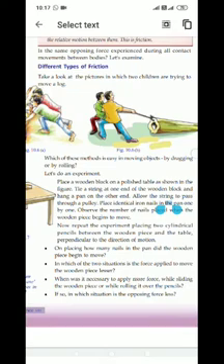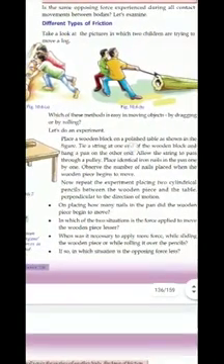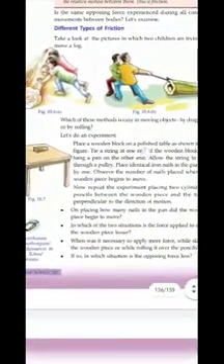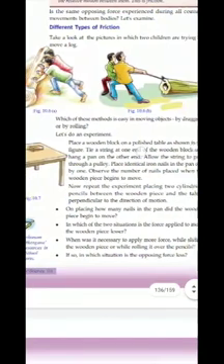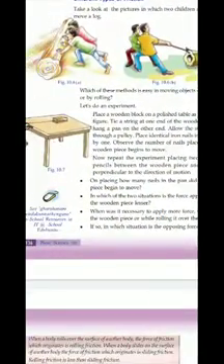So here, there are three types of friction, children: static, sliding and rolling friction. Static, sliding and rolling. First I will explain what static friction is.